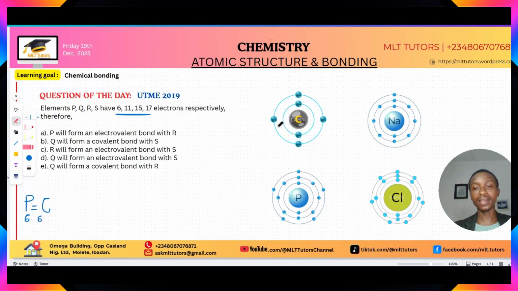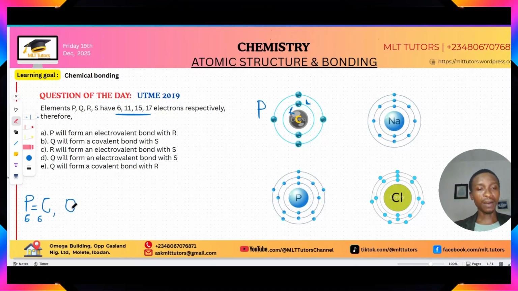And here is the atom of carbon. You can see this atom has 2 electrons in its K shell, and it has 4 electrons in its L shell. Then it has 6 electrons in total. So this is carbon, which is element P. So we already know what P is. P is carbon. On to the next element, which is Q.